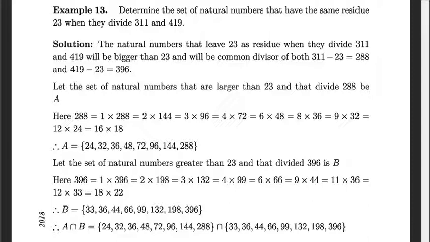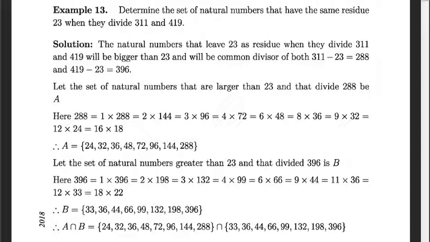It must be listed: 33, 36, 44. All are bigger than 23. Same as 24, 32, 36. All are bigger than 23. Both the A set and the B set, we have got two sets. Both sets have numbers bigger than 23.